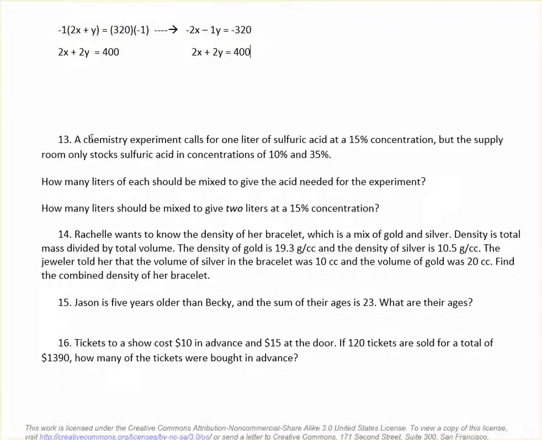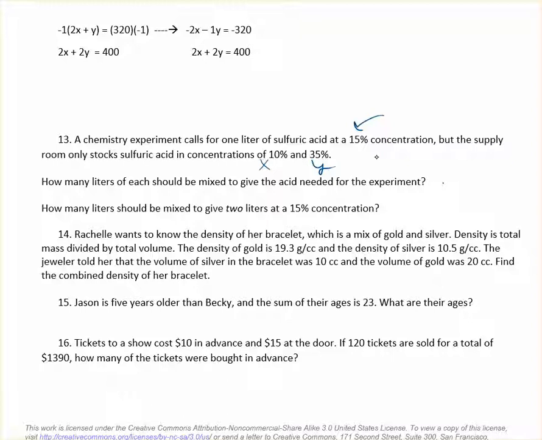When you do a problem with percents, we are going to change the percents to decimals first. Note that. It says, let's see, a chemistry experiment calls for 1 liter of sulfuric acid at a 15% concentration, but the supply room only stocks sulfuric acid in concentrations of 10 and 35. So they need to know how much of each do we need to add in order to get to this.